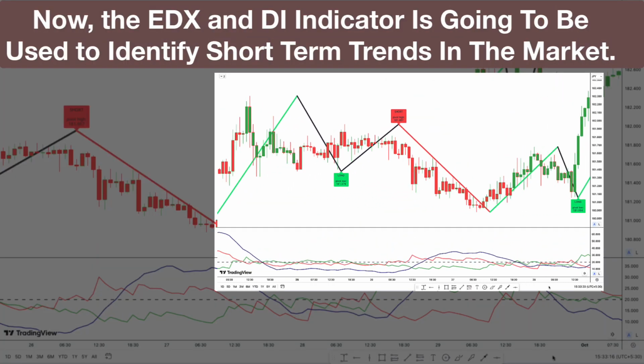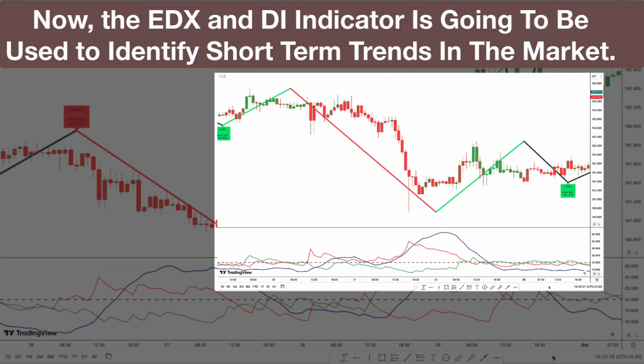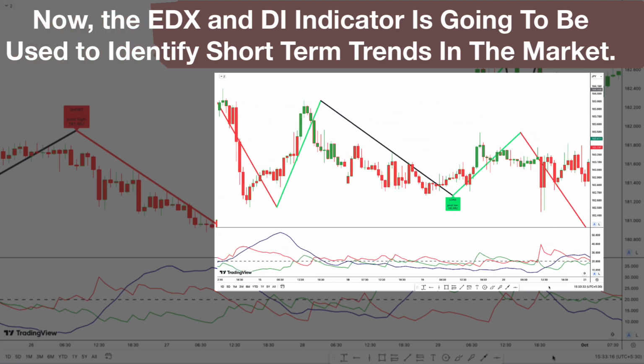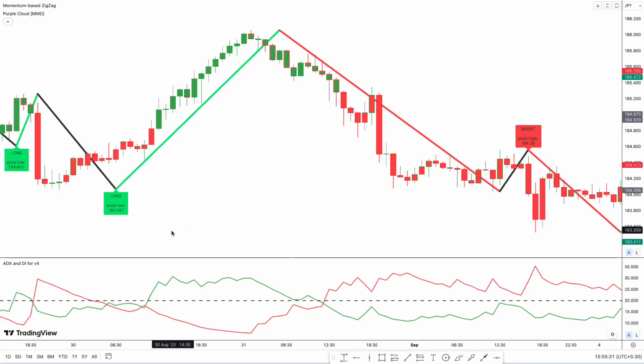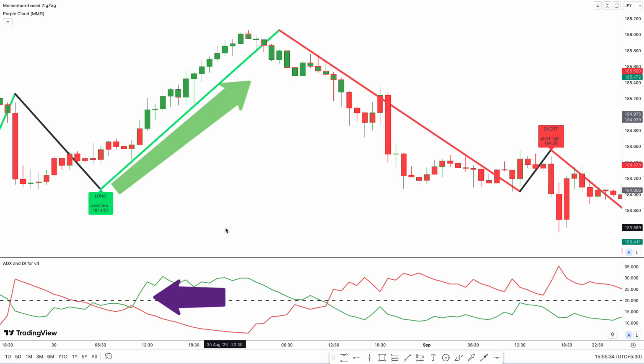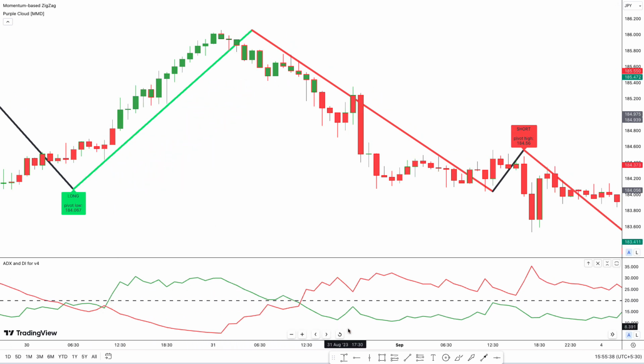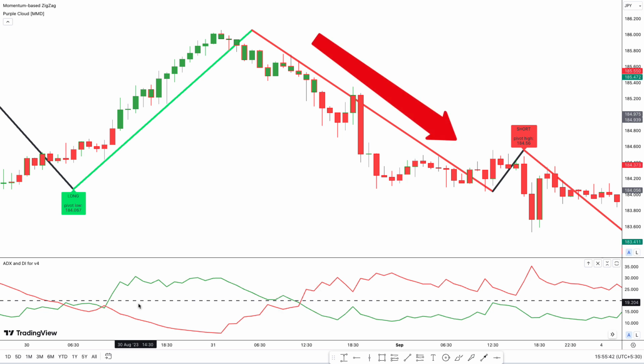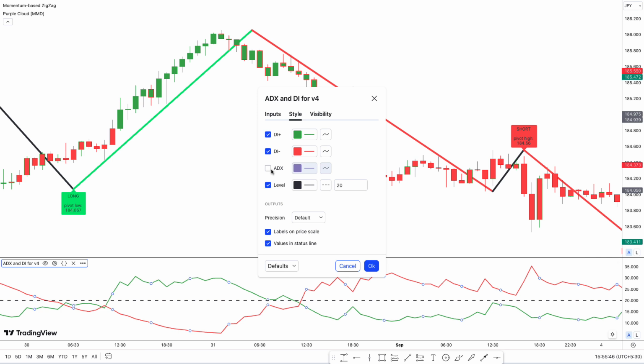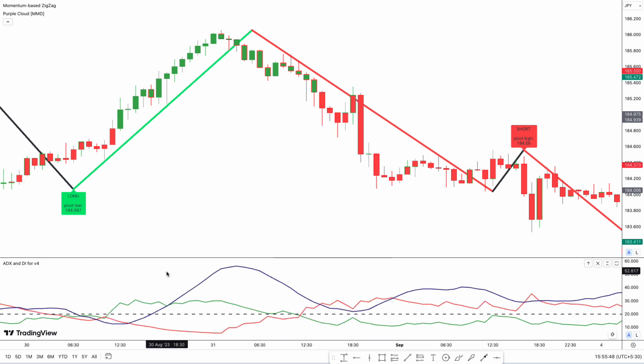Now, the ADX and DI indicator is going to be used to identify short-term trends in the market. Whenever this green line is above the red line, that indicates a bullish trend. Conversely, whenever the red line is above the green line, that indicates a bearish trend. Now, what about this dark blue line? What is its function? Well, this dark blue line is used to indicate the strength of the trend.